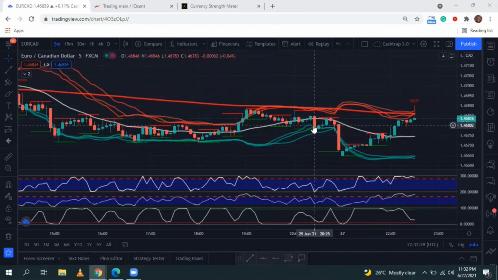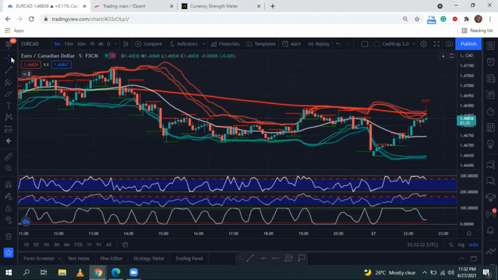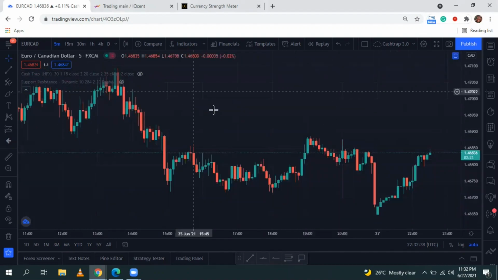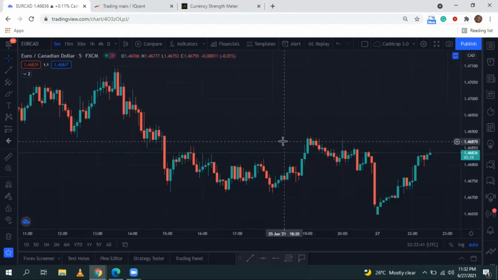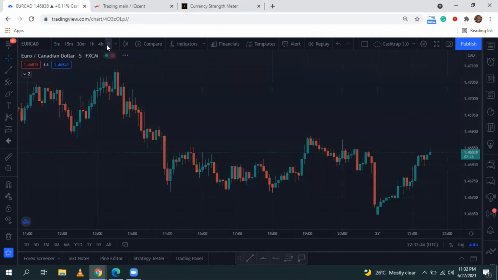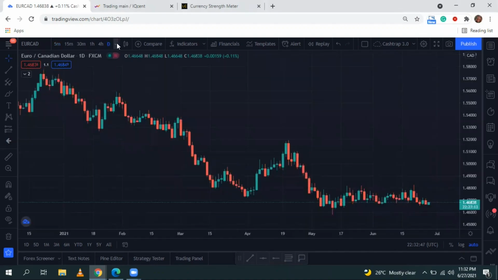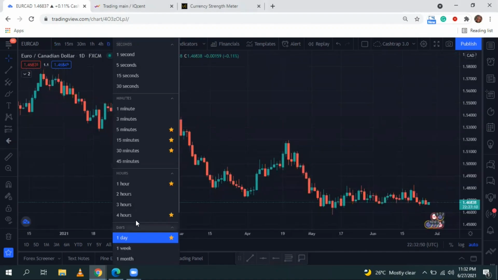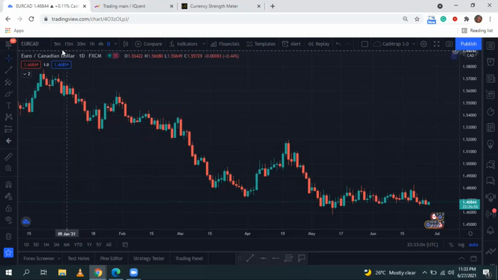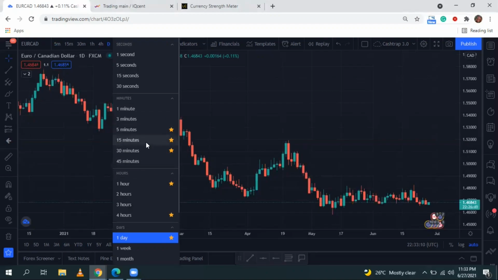Now I'm going to choose any chart randomly. Before we do that, just take off the strategy first so you can see what you're doing. Then I want you guys to select the following time frames: the daily, 4 hours, 1 hour, 30 minutes, 15 minutes, and the 5 minutes that we are going to use on the Cash Trap strategy itself. You just click the stars there, so they automatically show here for you to pick easily, rather than pressing these and choosing them one after the other.